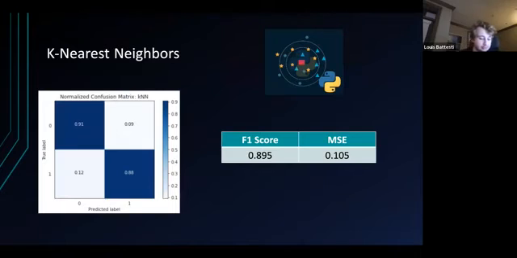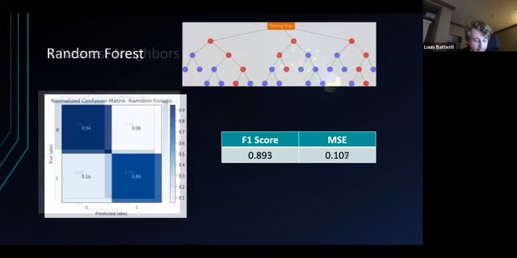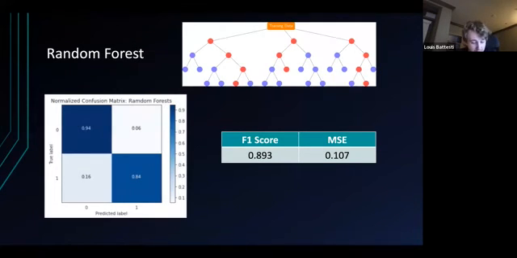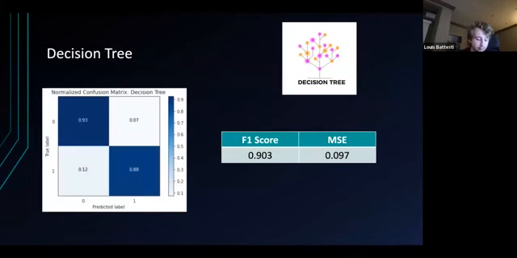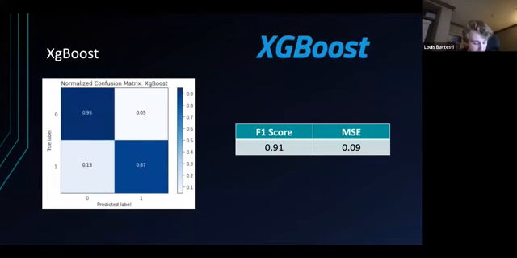Then we used k-nearest neighbors. We see that the F1 score is very good with a score of 89.5%. For random forest, it yields similar results compared to KNN with 89.3%. For the decision tree model, the F1 score is 0.93. And for the XGBoost, it performs slightly better than other models with an F1 score of 91%.